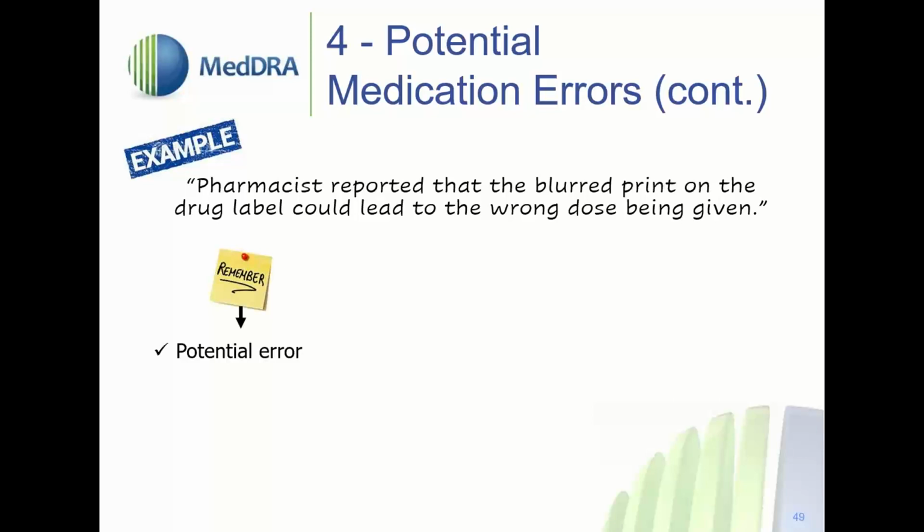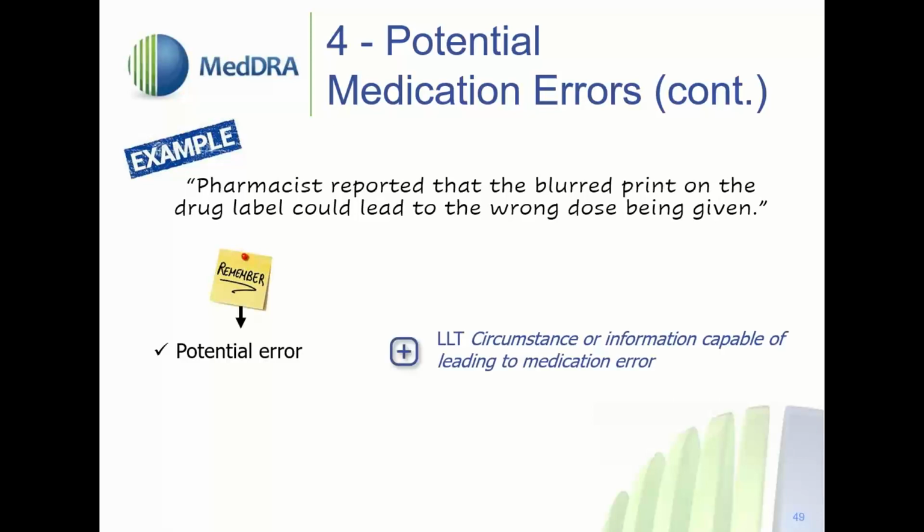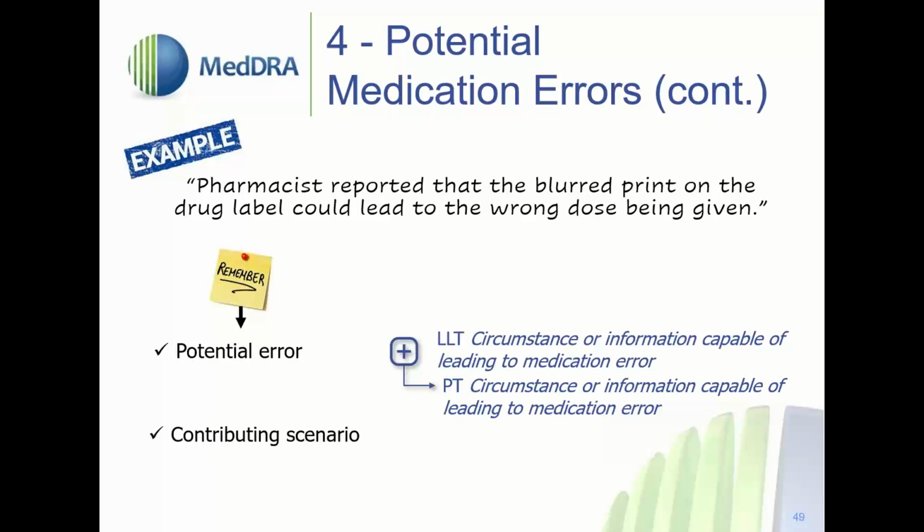So what you want to remember is that we would code the potential error by selecting circumstance or information capable of leading to a medication error. And we would also code the scenario, the root cause that could lead to a medication error. Here, the blurred print on the label by selecting product label text eligible under the PT of product label issue.